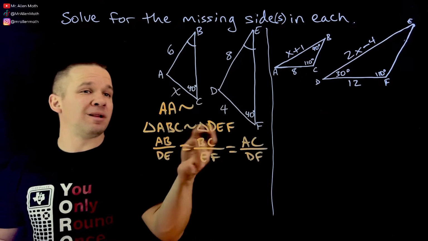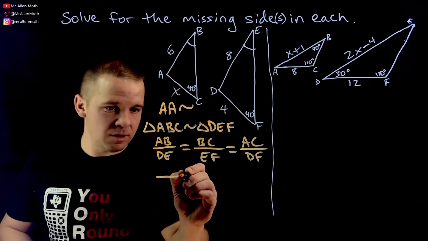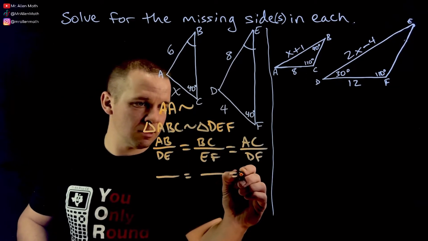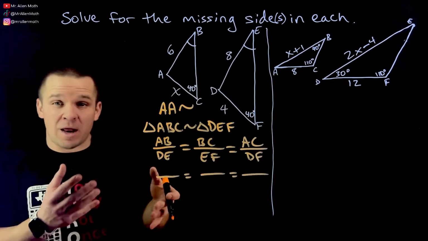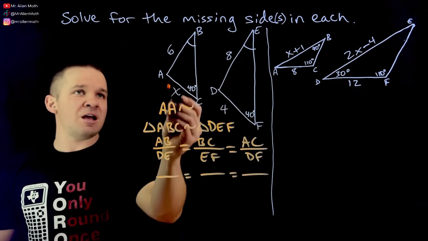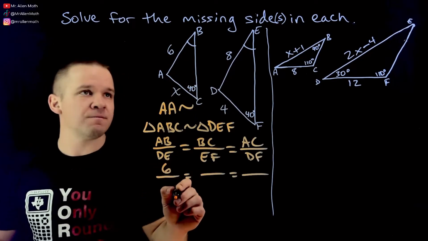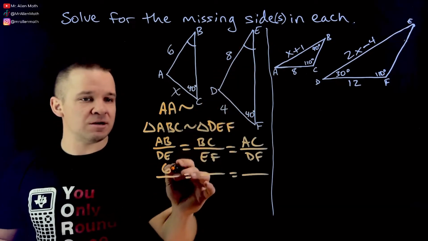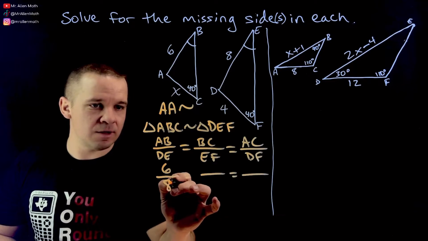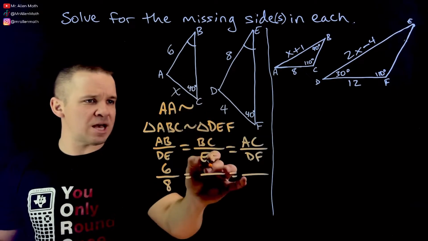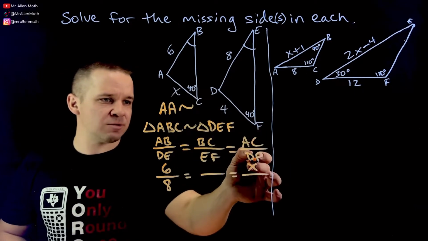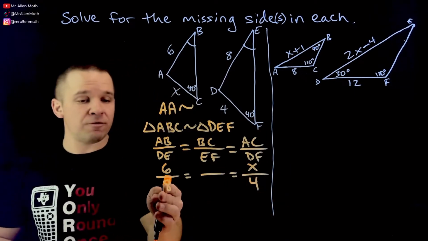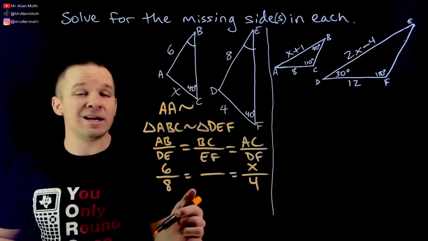Now what I'm going to do is place all the information that I know into this super proportion and see if I can get one of them that's completed and the other one that might have the missing part. So let's see here. AB is 6, so I can place that right up here. DE right there is 8, so I can place that right down here. And then AC, where's that one at? It's up here. So X right here. And then DF, that's right down here. We got 4. So I have 6 over 8 can equal X over 4.